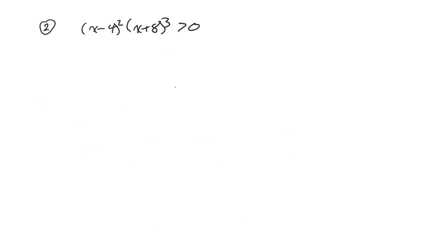For this next one, we have x minus 4 squared, x plus 8 cubed is greater than 0. So now we need to solve it, okay? It's already in factored form, so we know that its zeros are x equals negative 8 and 4.